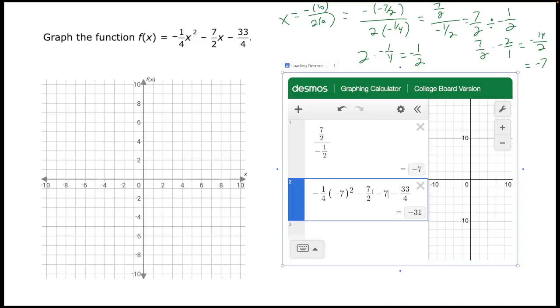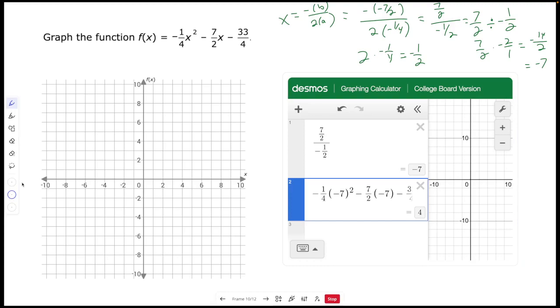Oh, I typed this wrong. That's why. Parentheses. Here we go. So when we plug in -7, we are getting +4. So that's our vertex. Cool. We have our vertex at -7, 4. So let's just put that on the graph now. -7, +4.